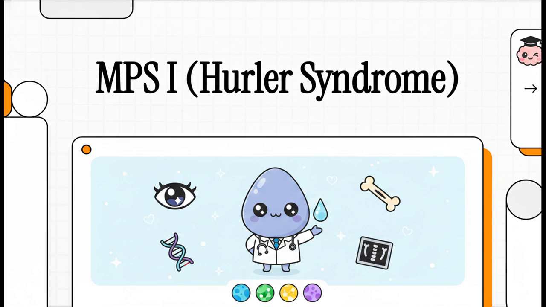For those of you targeting NEET PG, INI SET, or UPSC CMS, this topic is absolutely critical. It sits squarely at the intersection of biochemistry, genetics, ophthalmology, orthopedics, and radiology. Precisely. By the end of this session, you need to be able to distinguish Hurler from Hunter, Morquio, and Sanfilippo syndromes in a matter of seconds. Treat this explainer as your definitive clinical blueprint.